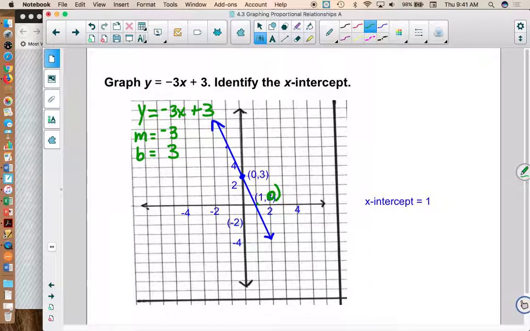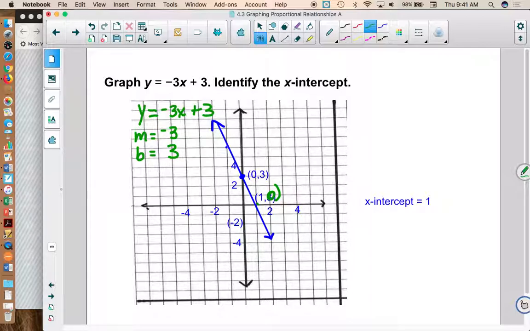This graph also helps you to notice one thing. If we're talking about the y-intercept, if the y-intercept is a 3, the x is always going to be 0. The x value will always be 0. If we're looking at the x-intercept, the y value will be 0.